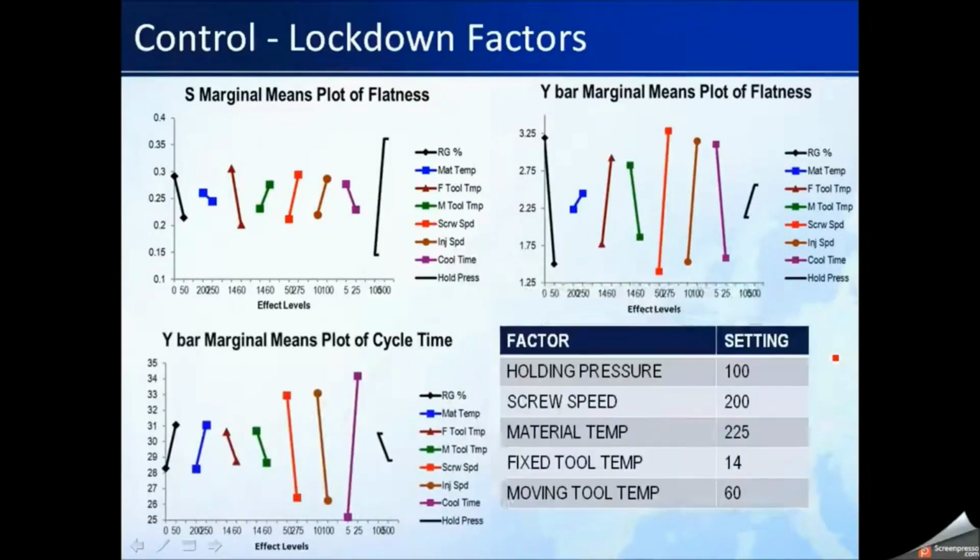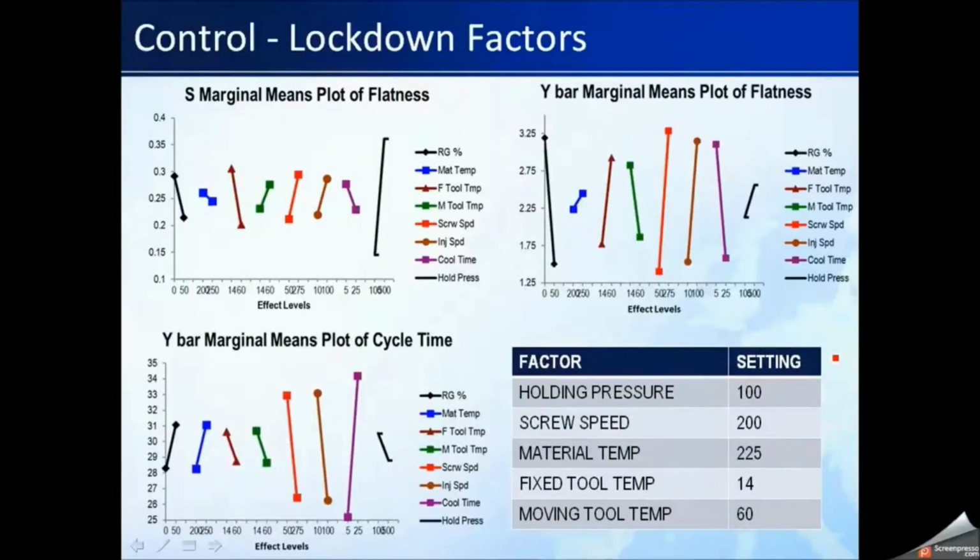So out of that experiment comes some diagrams. For those of you that haven't seen these diagrams before, the marginal means plot, the longer these lines, the more influential the variable actually is. And what we often get is a graph that tells us how the variables move the average, how they shift the mean. That's what this is telling us. So for instance, the screw speed, look, has the biggest effect on the flatness.